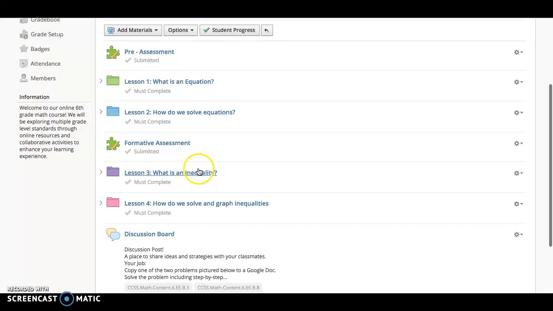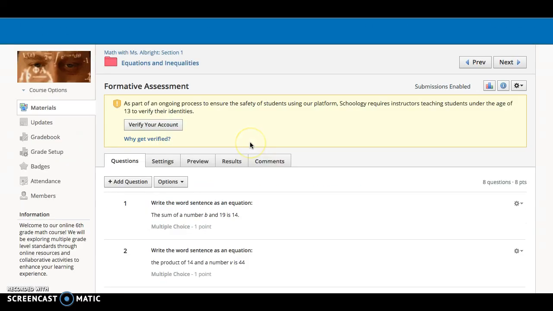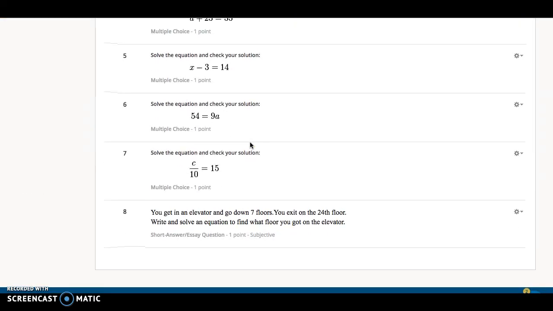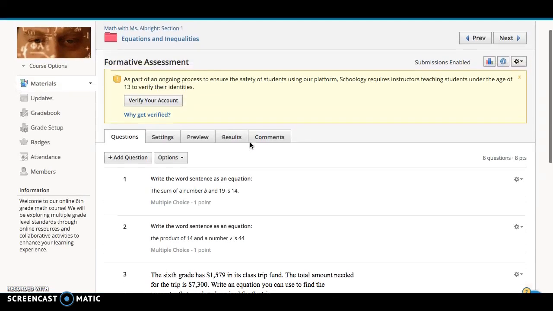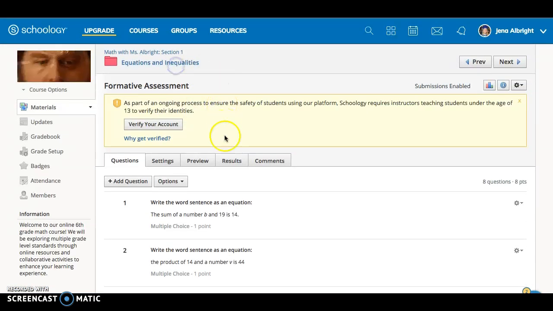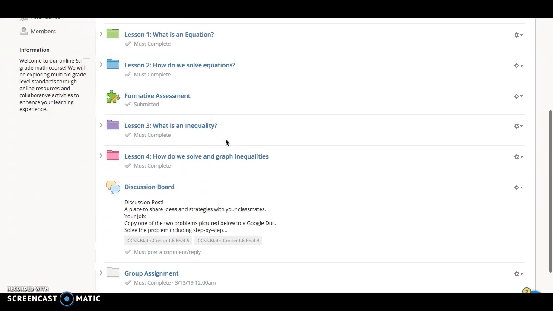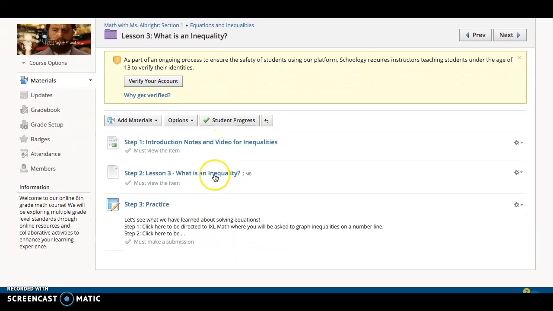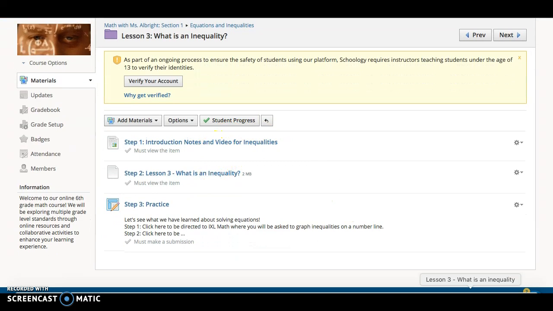Alright, headed into our formative assessment. Our formative assessment only focuses on equations and solving equations, since that's the only part that we've gotten to so far. Lesson 3, same format, videos. Then we have our lesson, which again we can take a look at down here.